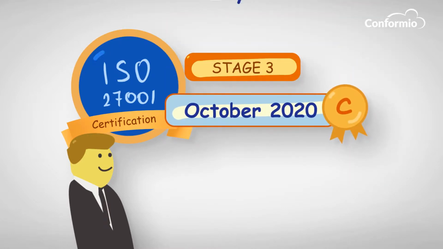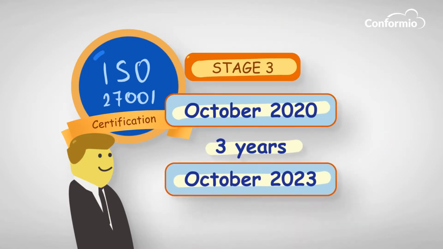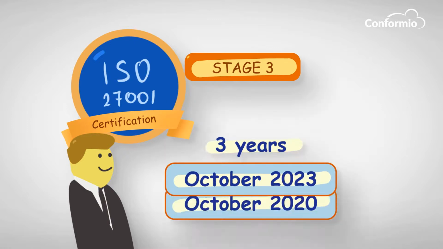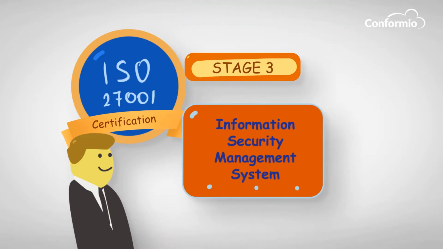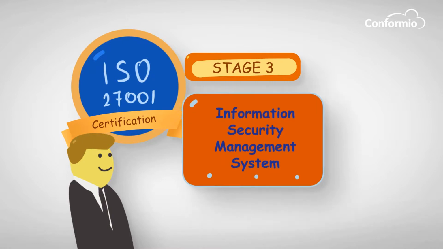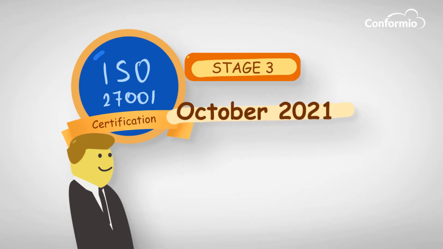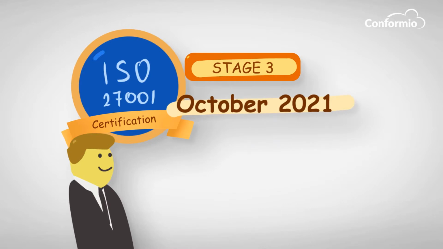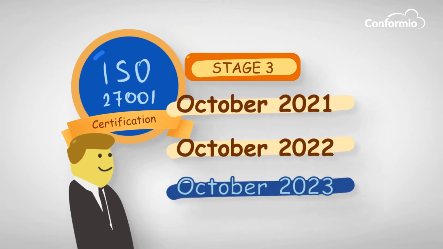Let's say that the certification body has issued you the certificate in October 2020. The certificate is valid for 3 years, which means it will expire in October 2023. During this time, the certification body expects you to maintain your information security management system, and they will perform surveillance audits once a year. The first one in October 2021, and the second one in October 2022. And in October 2023, you can decide whether to go for the recertification.